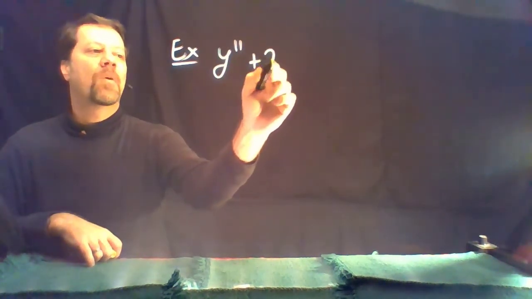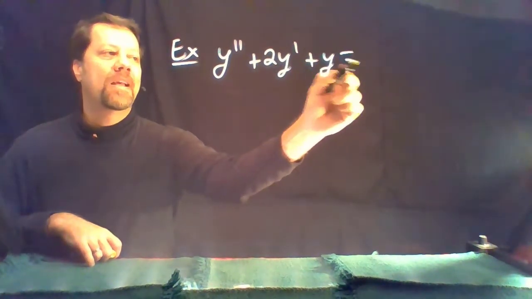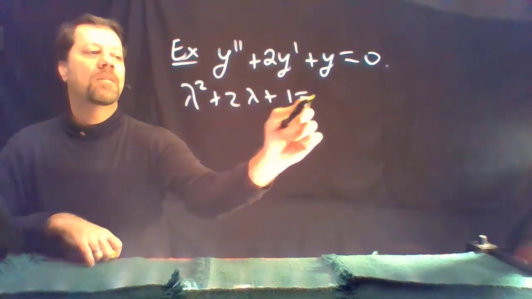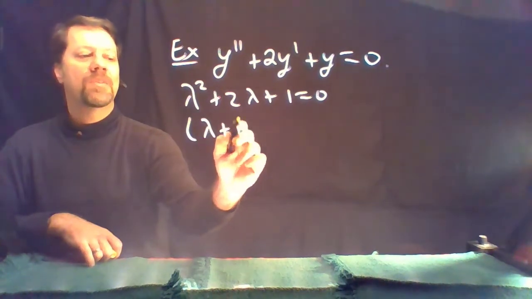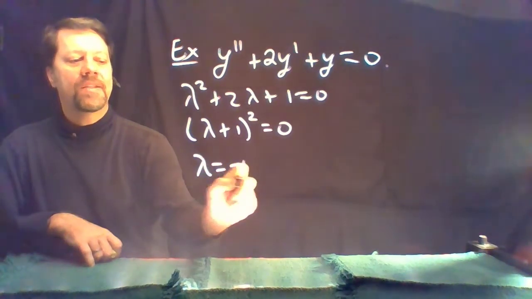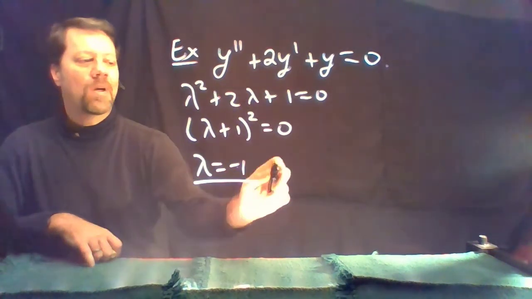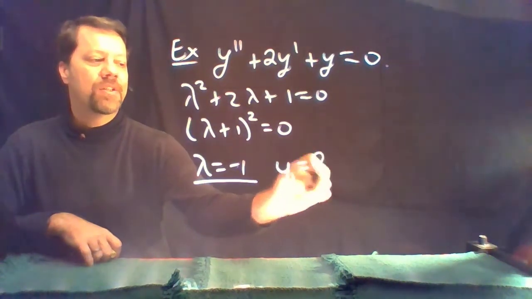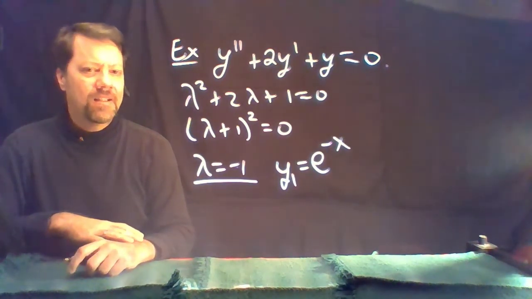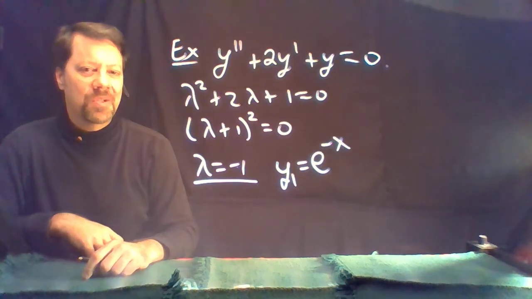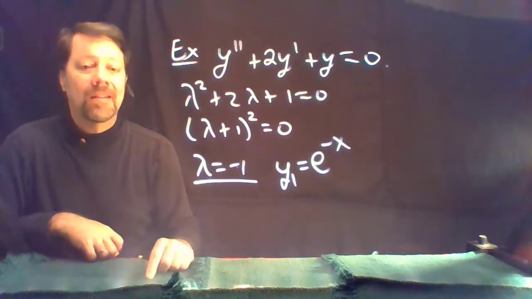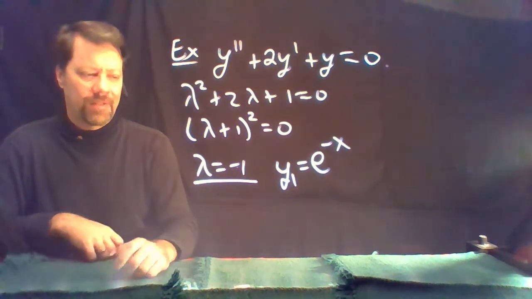Suppose I have y double prime plus 2y prime plus y equals 0. The characteristic equation is lambda squared plus 2 lambda plus 1 equals 0, which factors as lambda plus 1 quantity squared equals 0. We get a solution, lambda equals -1, and hence a solution to the differential equation is e to the minus x. Unfortunately, it takes two linearly independent solutions to these second-order equations in order to construct all solutions, but we only have one. We need one more solution.